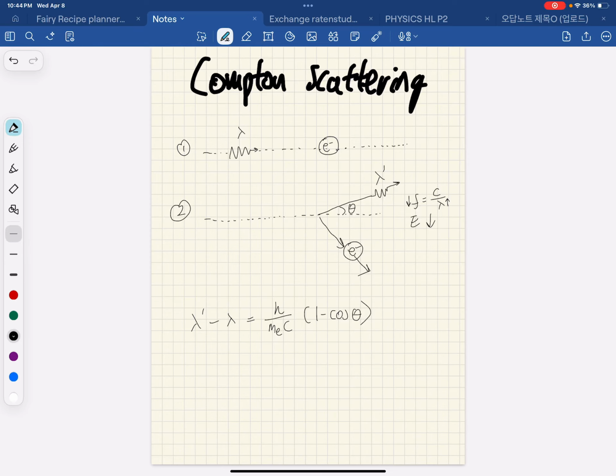Hey everyone, today I'm going to discuss Compton scattering. So previously in the videos about the photoelectric effect, I discussed that the photoelectric effect was proof that light was a particle, and Compton scattering is another proof that light is a particle.